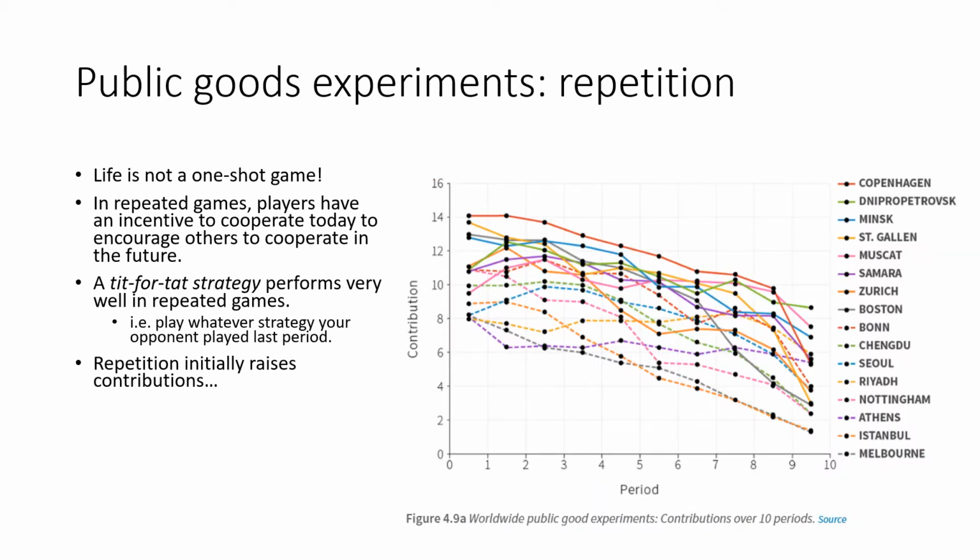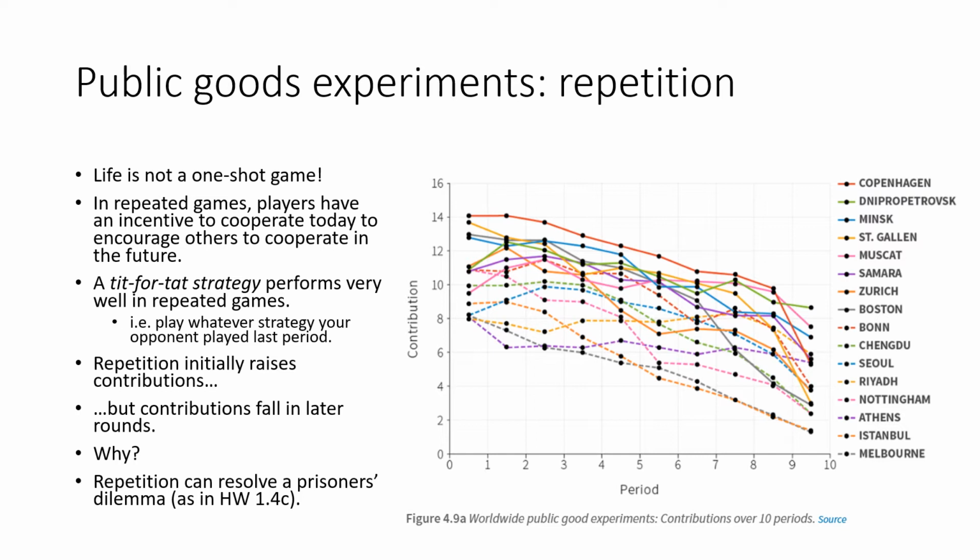In this figure on your right hand side, you are seeing the contributions of the cities to a worldwide public good experiment in terms of periods. As you can see, in initial periods, the contribution is much higher than in the later or upcoming periods. So the contributions fall in later rounds. And if you ask why, you're going to have questions related to how repetition can resolve a prisoner's dilemma as in homework assignment 1.4c.